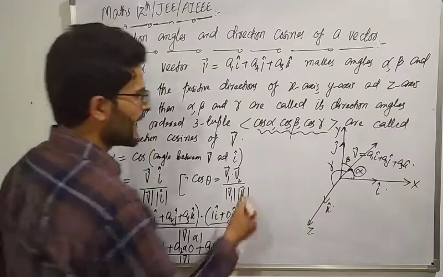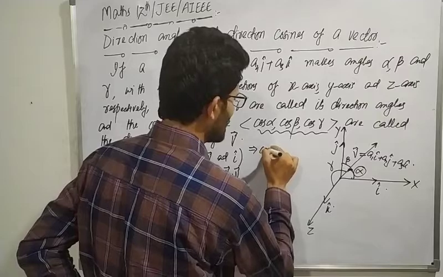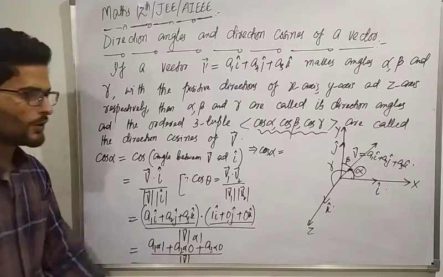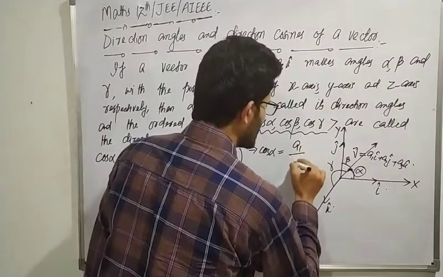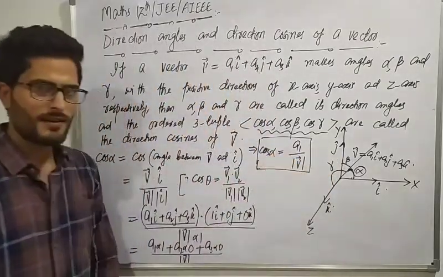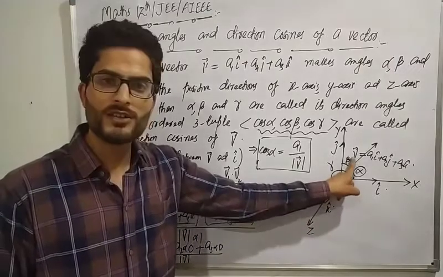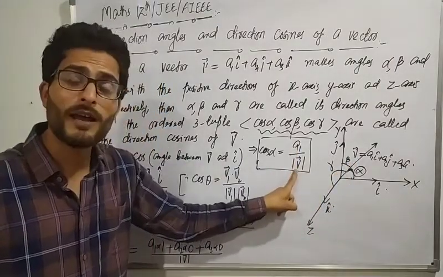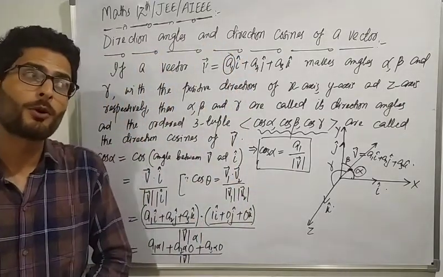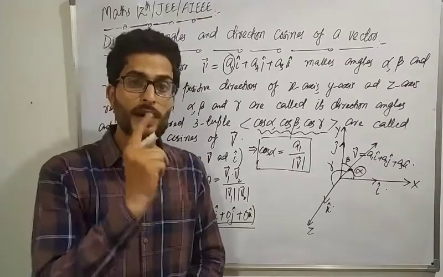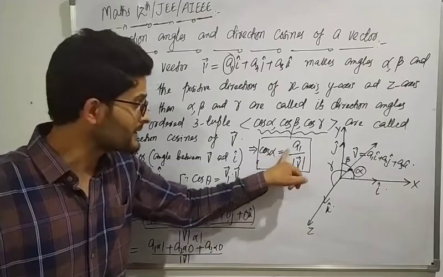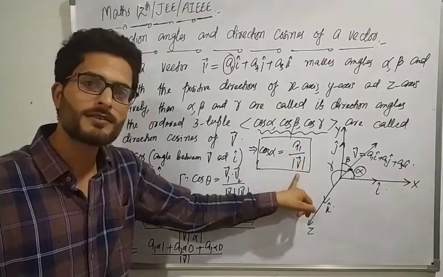तो implies हमें क्या मिला जिगरा कि cos alpha must be equal to a1 into 1, that is a1, this is 0, this is 0, so cos alpha must be equal to a1 divided by magnitude of vector v. So the first direction cosine of this vector v is nothing else but a1 divided by magnitude of vector v. But what is a1? It is the scalar component along the positive direction of x-axis. It is the first scalar component. So the first direction cosine of a vector is equal to its first scalar component divided by its magnitude.